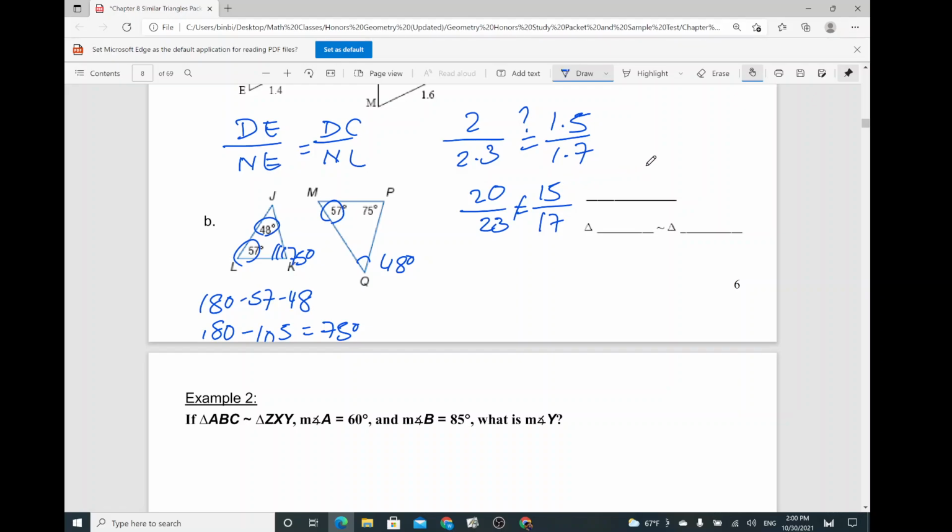For the proportionality statement, you can say JL, along these two angles, over QM, is the same as the ratio of JK over segment QP. So triangle JLK is similar to triangle QPM.